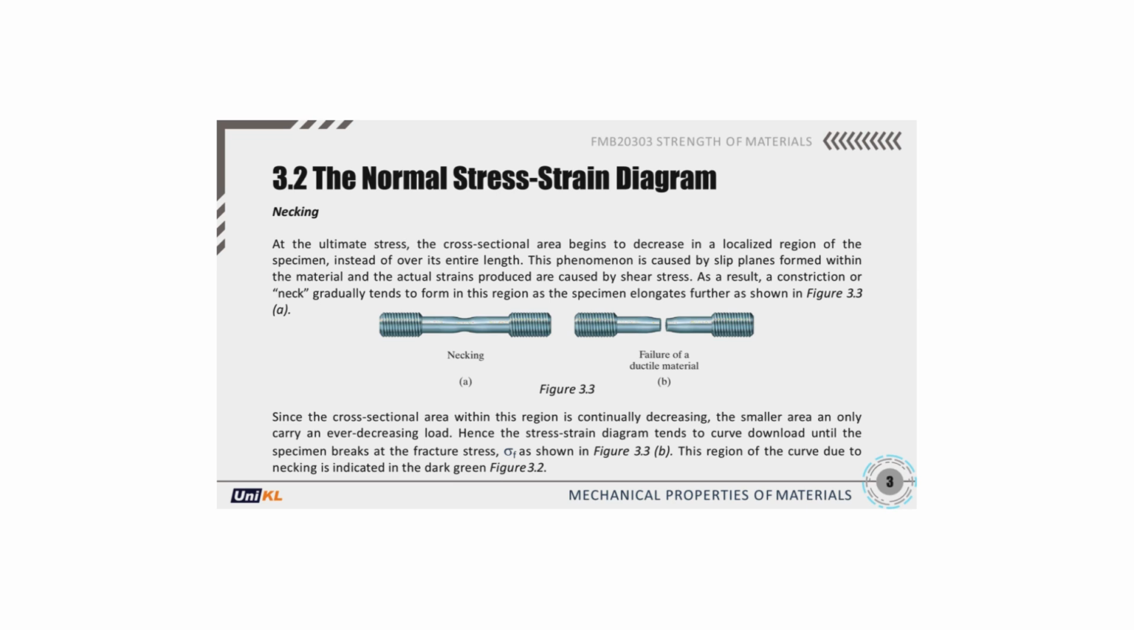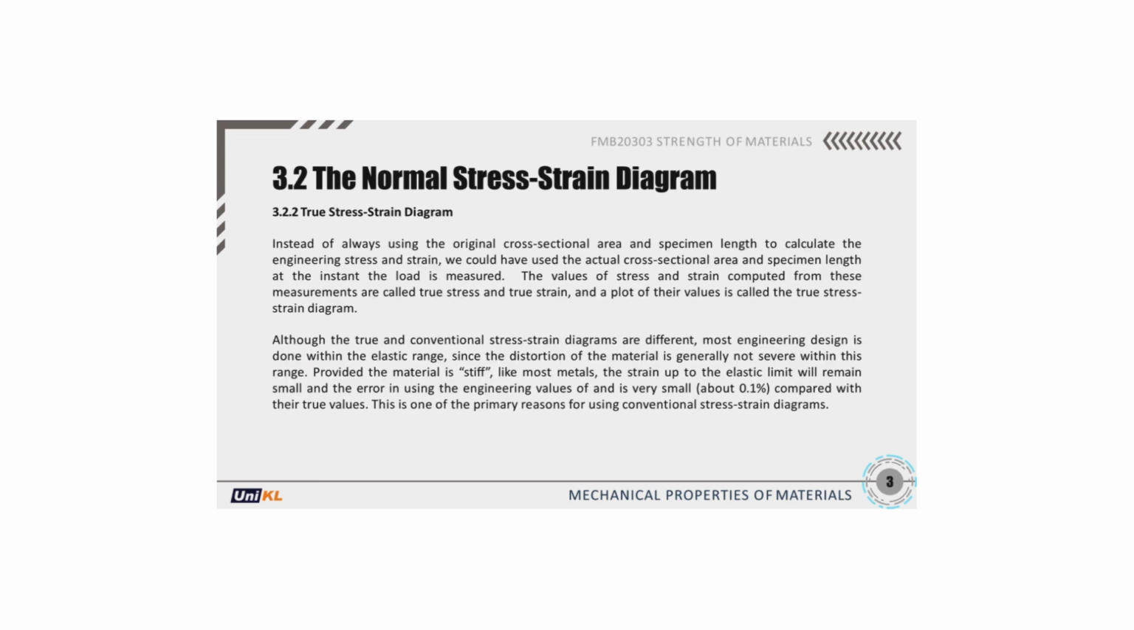At the ultimate stress, the cross-sectional area begins to decrease in a localized region of the specimen, instead of over its entire length. This phenomenon is caused by slip planes formed within the material, and the actual strains produced are caused by shear stress. True stress-strain: why, when to use it.